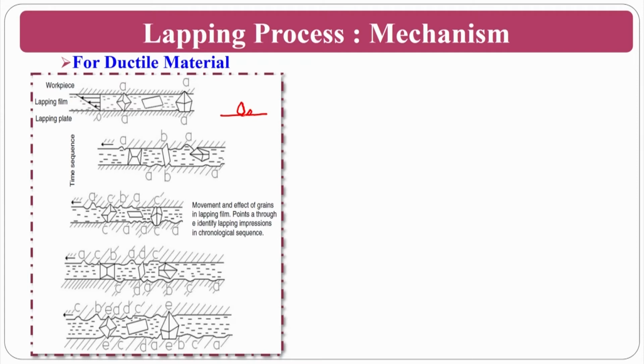So that is how the shearing takes place in this one, and gradual shearing takes place on the surface peaks. This is about the ductile mode of removing material.